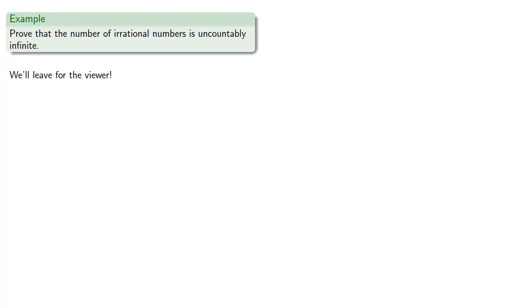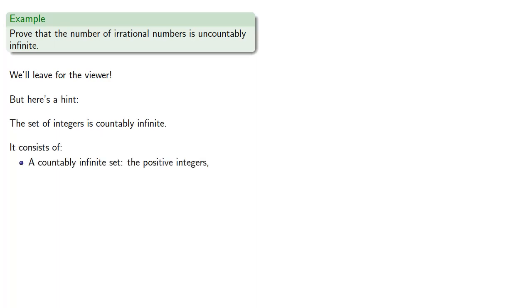We'll leave that for the viewer. We don't want to do all of your homework. But here's a hint by way of analogy. The set of integers is countably infinite, and it consists of a countably infinite set, the positive integers, a second countably infinite set, the negative integers, and a finite set, 0. So when we put together two countably infinite sets, we get a countably infinite set.